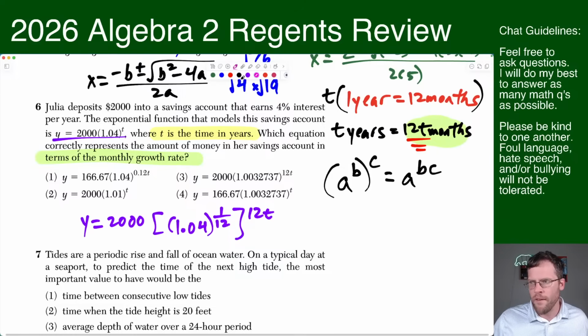But why would I do this? Because I really, really want to see this in terms of 12 times t. Okay, so I just raise the base to the 1 over 12, but then to balance things, I raise all of that to the 12t. And that would bring us right back to the start.